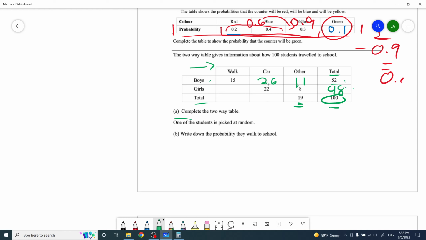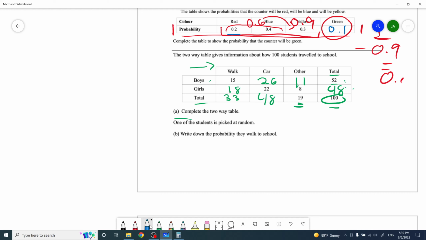All right, now I'm missing a total here. So I've got 26 boys who go by car and 22 girls who go by car. So 26 plus 22 is going to give me, you got it, 48. Okay, and then here, what total have I got? So I've got 48 minus 8, which is 40. 40 minus 22 is 18. So that must mean that 15 plus 18 is going to give me 33. And if I check my math, 33 plus 48 plus 19 should in fact give me 100. So we have correctly filled in our table.